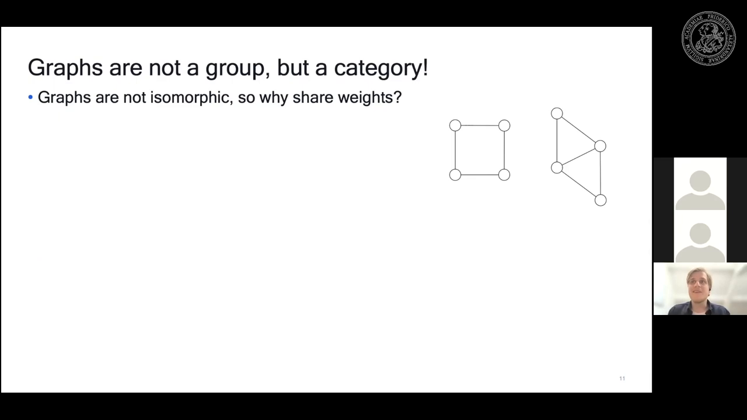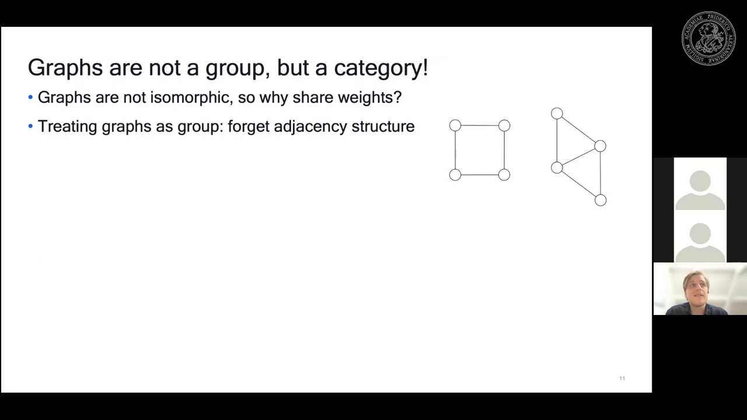But first, we observe the following. If we have two features on two graphs, like these two shown on the right, that both have four nodes but aren't isomorphic in any way, an equivariant graph network will nevertheless share weights when processing information between them. But there's no reason from symmetry to do so because there's no graph isomorphism relating the two. And this happened because when building the equivariant graph network, we forgot about the adjacency matrix. We forgot about the adjacency structure of the graph, and we just treat the graph features as a single group representation, forgetting everything about the graph.